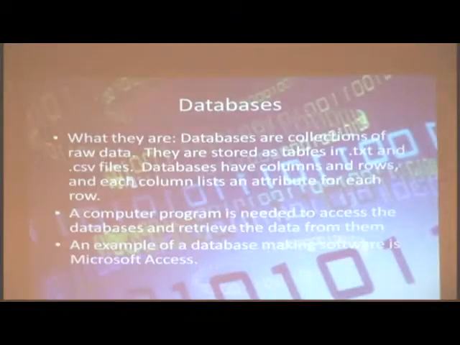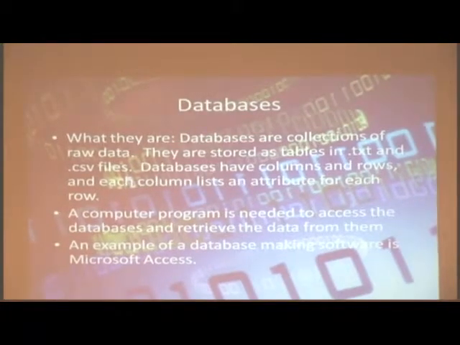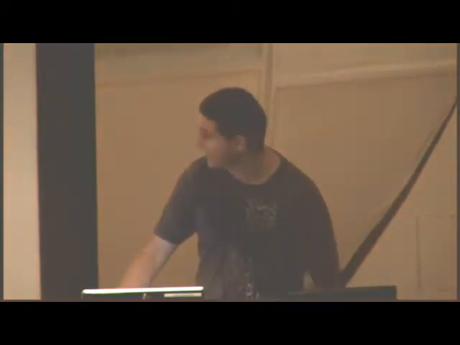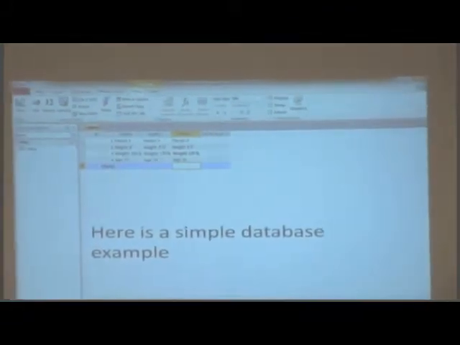Alright, so databases. Databases are basically collections of raw data. They are stored in tables, in TXT files, or CSV files. And databases contain columns and rows, and each column lists an attribute for each row. A computer program is needed to access the databases and retrieve the data from them. An example of database making software is Microsoft Access. Alright, so here's a simple database example that I created. It's pretty much all columns and rows, and then there's attributes for them.